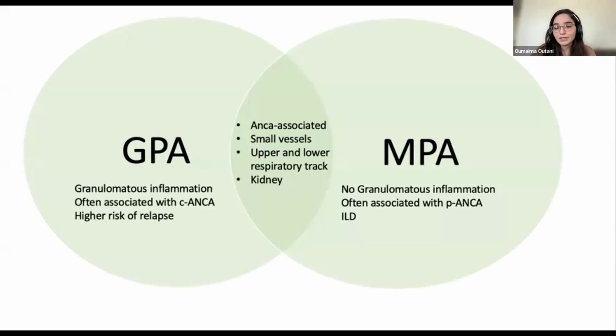And in both, we have upper and lower respiratory tract involvement and kidney involvement. The main difference is the tissue. In GPA, we have granulomatous inflammation, while it is absent in MPA. GPA has C-ANCA markers, while in MPA we have P-ANCA.